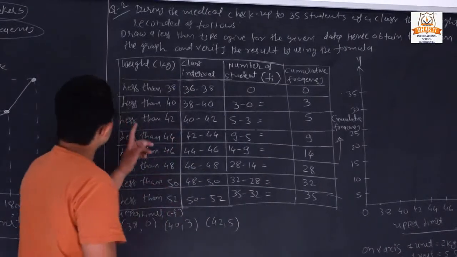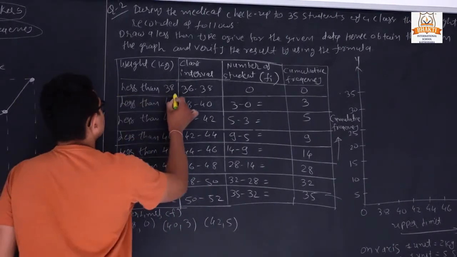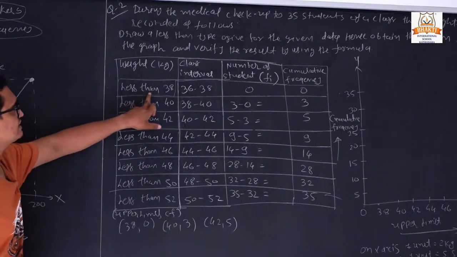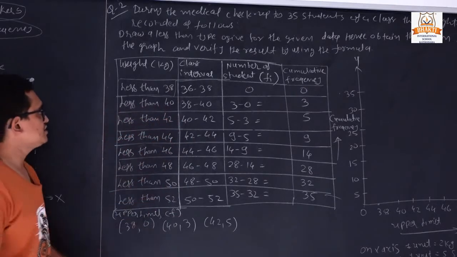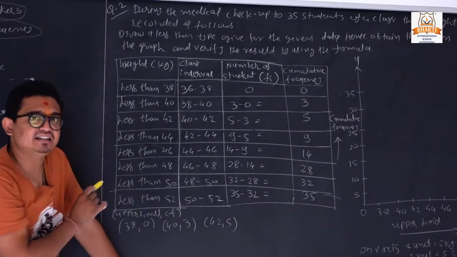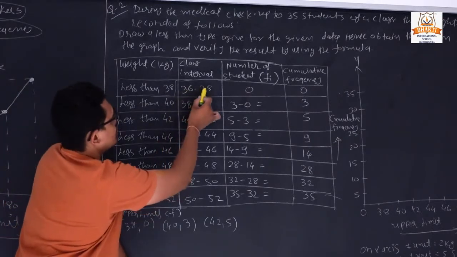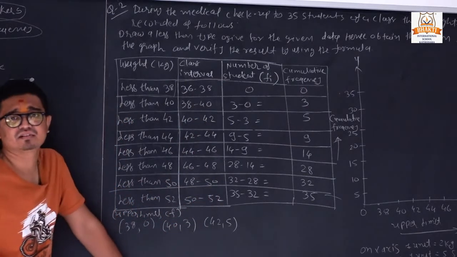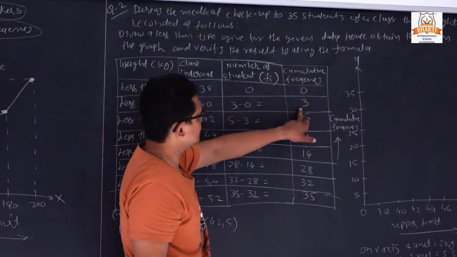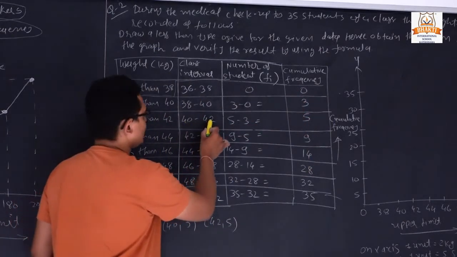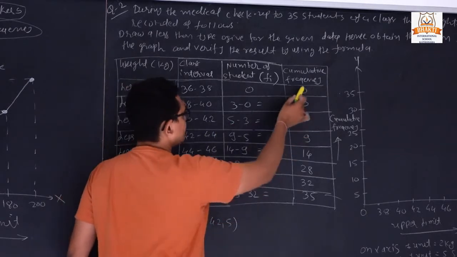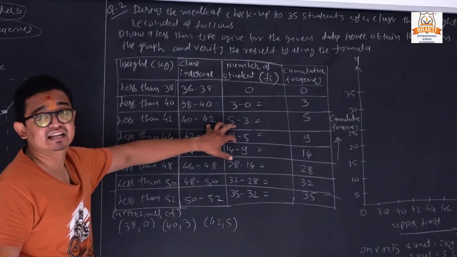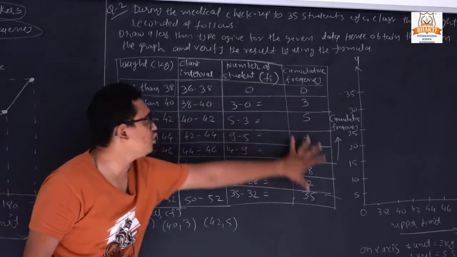Second, they do not directly give us the class intervals, but they write less than 38, then less than 40. So here the gap is 2, the class interval is 2. So we can take 36 to 38, then 38 to 40. Similarly we can get all the class ranges. And CF is given as 0, 3, 5. So 40 to 42 means 5 students have a weight less than 42. Clear? Similarly we can get all the data.